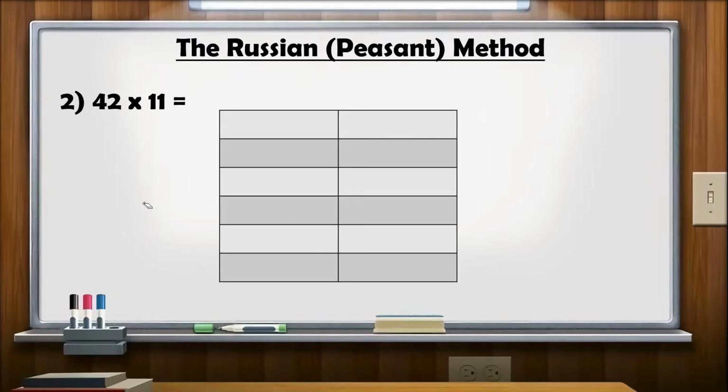Once you have split your page or created a grid, the left-hand column will be used for halving your numbers, and the right-hand column will be used for doubling your numbers, and should look like this. Now, the first set of numbers we will use are going to be taken from the question and can be done in any order. So in this case, I will be using 42 and 11 in the order in which the question is written.